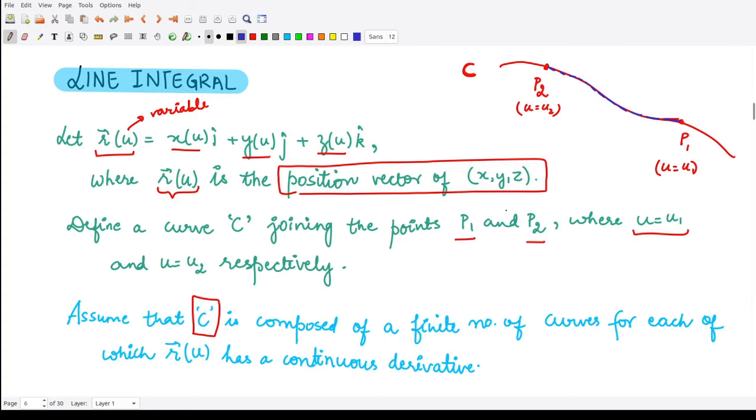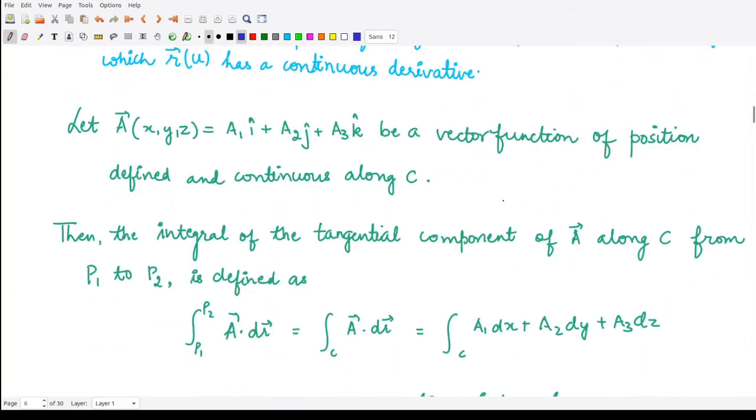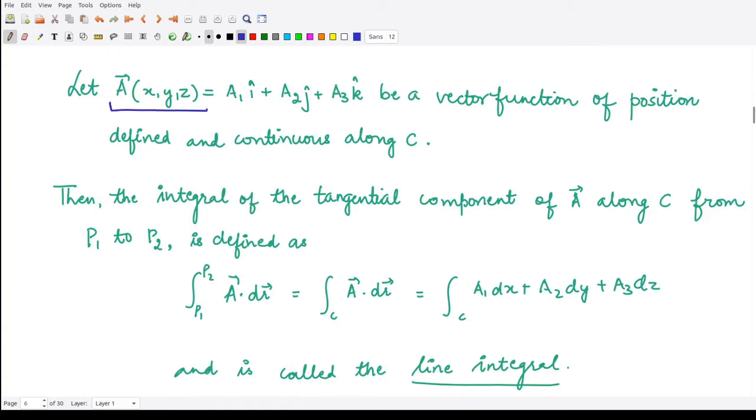In that case, we can calculate the integral for the vector a, which is defined by a1 i cap plus a2 j cap plus a3 k cap. This is a vector point function having position defined, and it is also continuous along C. We can then calculate the integral of this vector a with respect to the position vector dr from the point p1 to the point p2, which we write as the integration of vector a dot vector dr over the whole of the curve C.